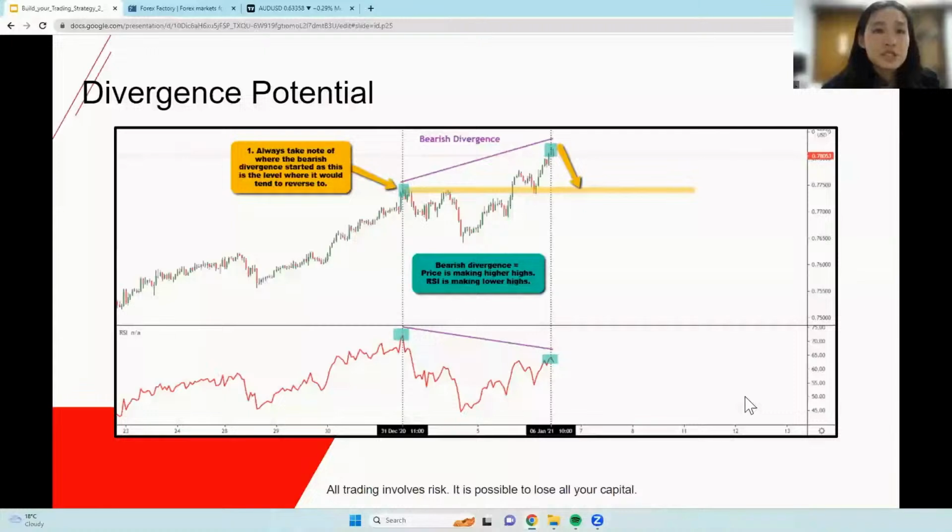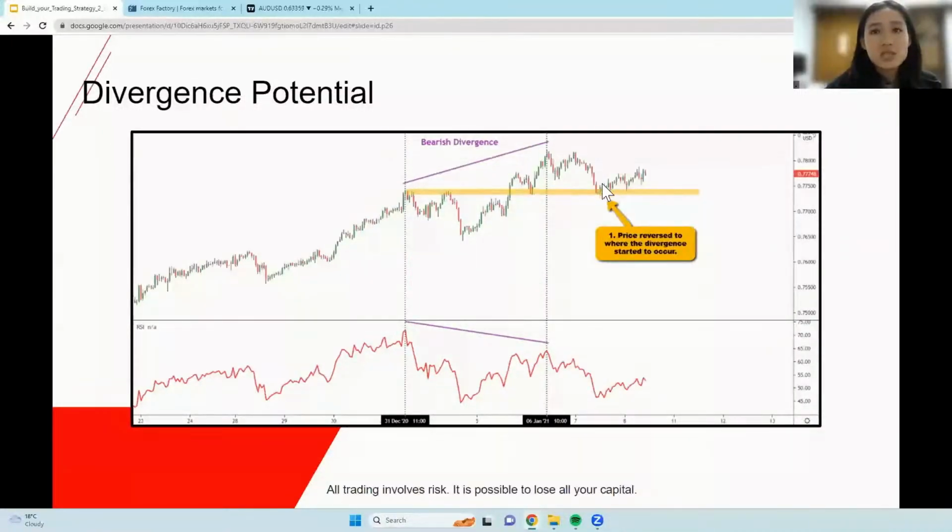So divergence potential. Over here, we see price making a higher high, and on our RSI, price is making a lower high. So same thing, this is another example of a bearish divergence. First point, we want to always take note of where the bearish divergence started, as this is the level where it would tend to reverse to. Bearish divergence means price is making higher highs, RSI is making lower highs. Okay, so we can expect price to drop down here.